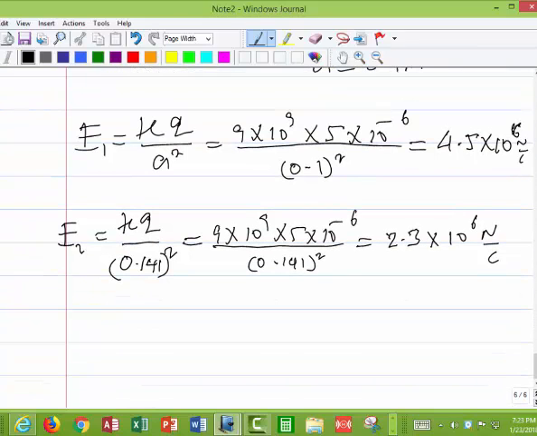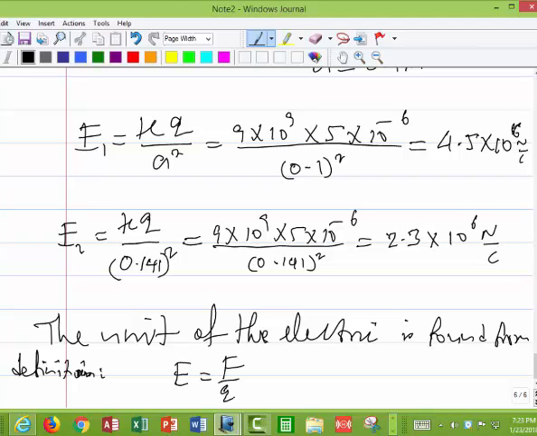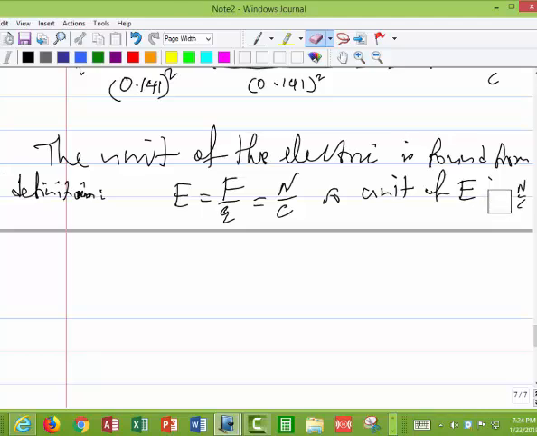Let me just add that the unit of the electric field, I should have said this earlier, but better late than never. From the definition, E is equal to the force per unit test charge. So this is force in newtons, charge in coulombs. So the unit of the electric field is newton per coulomb.